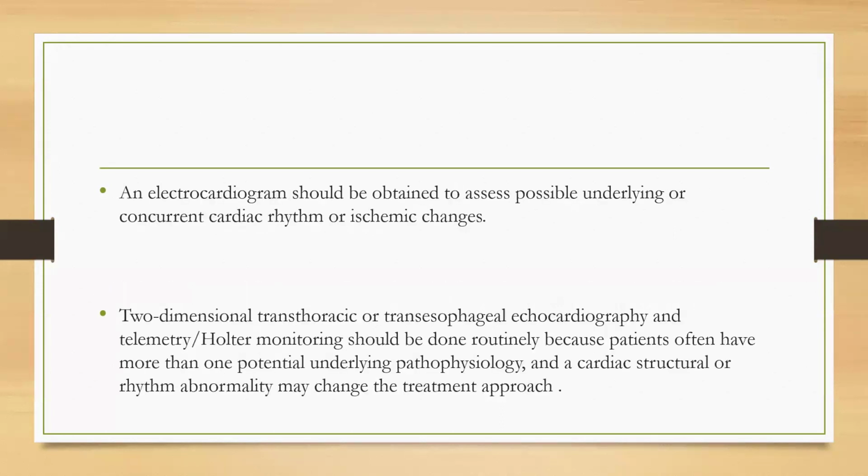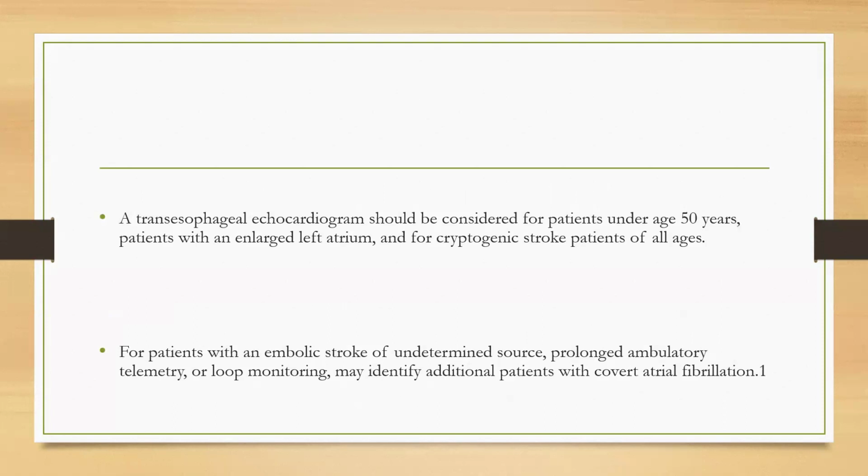An electrocardiogram should be obtained to assess possible underlying and concurrent cardiac rhythm or ischemic changes. Two-dimensional transthoracic and or transesophageal echocardiography and telemetry and Holter monitoring should be done routinely because patients often have more than one potential underlying pathophysiology, and cardiac structural and rhythm abnormality may change the treatment approach. Transesophageal echocardiogram should be considered for patients under 50 years of age, that is the patient with enlarged left atrium, and for cryptogenic stroke patients of all ages.